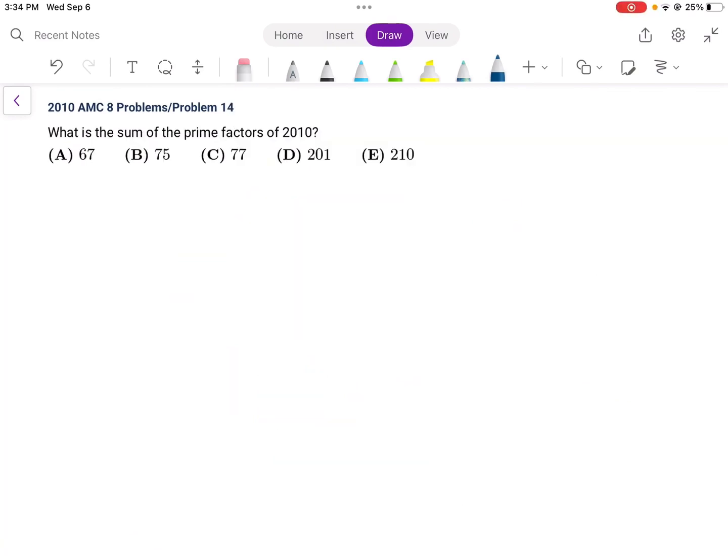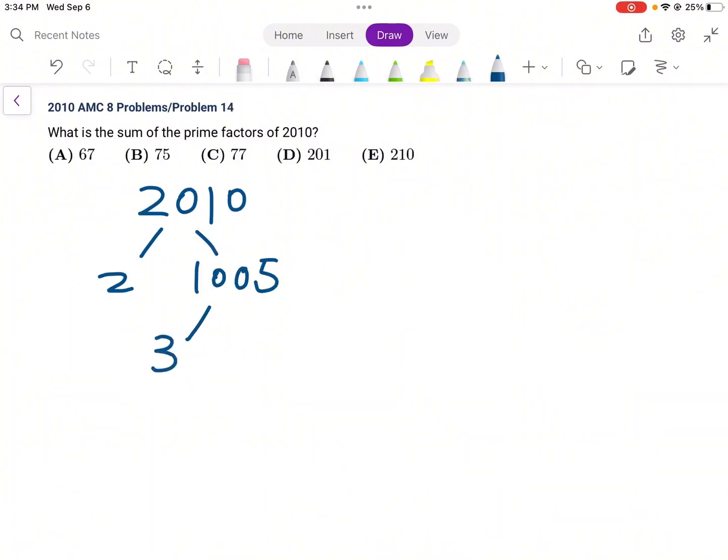Problem 14. We first calculate the prime factors of 2010. 2010 divided by 2 equals 1005. And we can see because 1 plus 5 is 6, it's divisible by 3. So we divide that by 3. It equals 335. And we can identify it's divisible by 5. So we divide by 5. And that leaves us with 67.